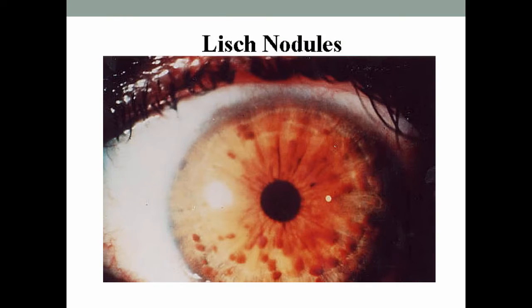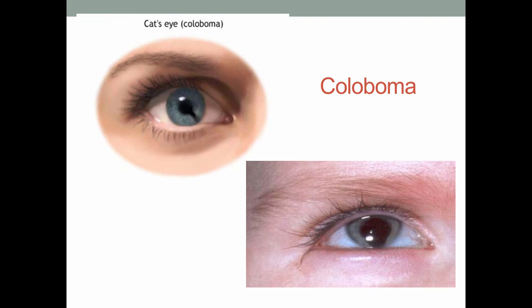This is a slide with the Lisch nodules, and this can be associated with neurofibromatosis, and this child requires referral for that. This is a coloboma, and you can see the abnormality in the iris, the hole there, and this child requires referral as well.